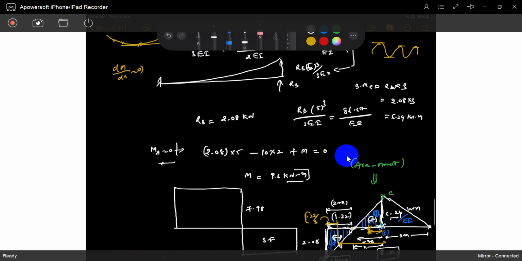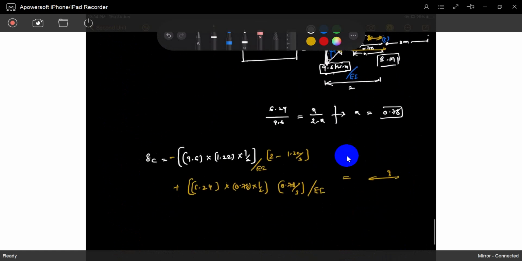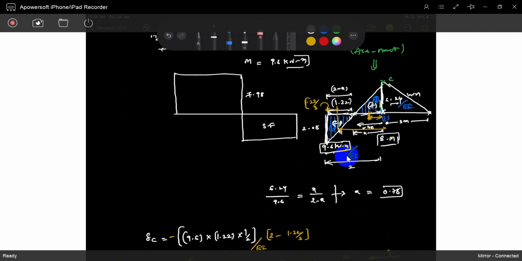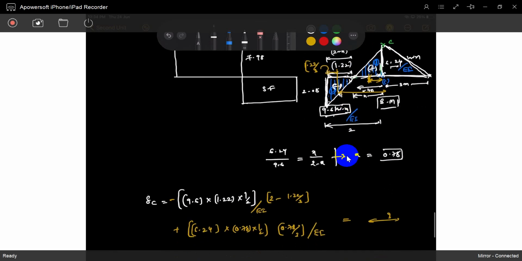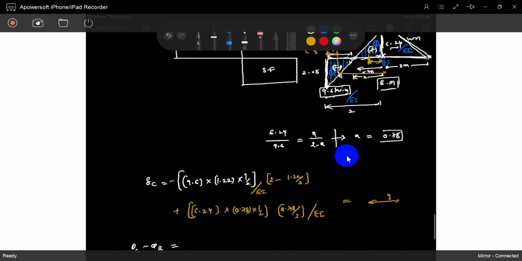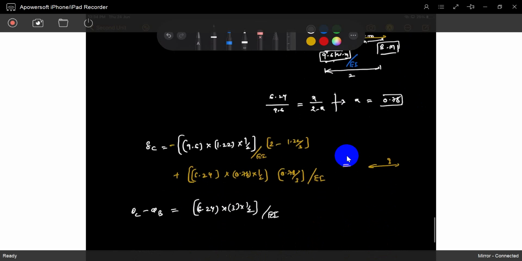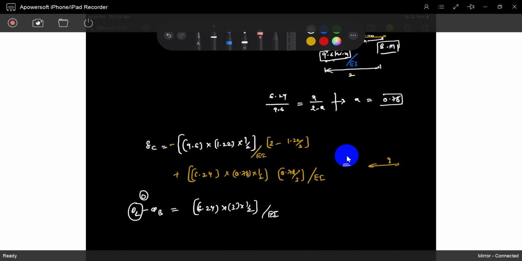So now I choose, I want to find theta B. I choose theta C. Theta C is equal to what? It is equal to the area of the curvature diagram. Understood? Area of the curvature diagram. What is that curvature diagram? Just area. So what is that area? 6.24 into 3 into half. That's it. 6.24 into 3 divided by EI. And also I said theta C is 0 because it has a maximum slope. So that's it. That is theta B.